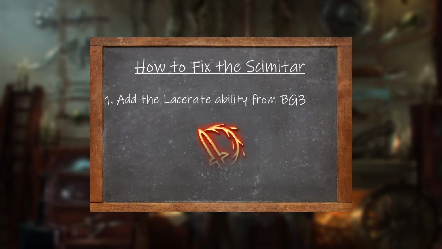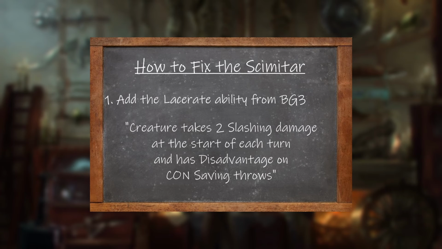Some of those features were additional weapon actions tied to each weapon, which could be used if your character was proficient with the weapon. In Baldur's Gate 3, the scimitar has the Lacerate ability, which inflicts the bleeding status effect that deals 2 slashing damage at the start of the creature's turns and imposes disadvantage on Constitution saving throws. With this ability added to tabletop D&D, characters who use the scimitar would be able to inflict status effects onto enemies, something that mundane weapons currently lack.